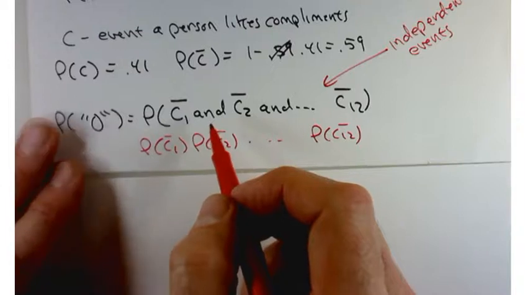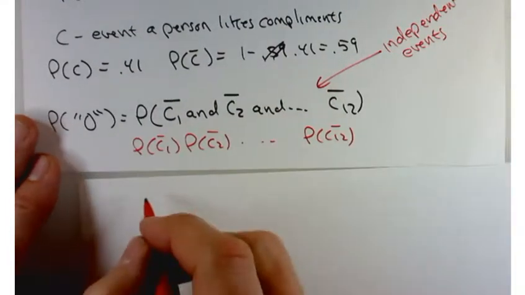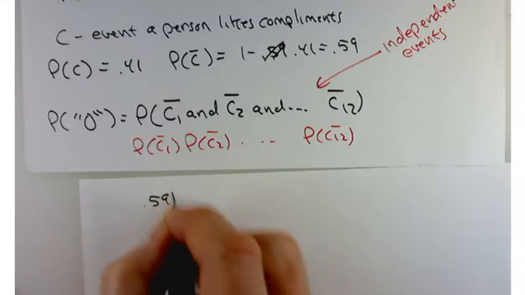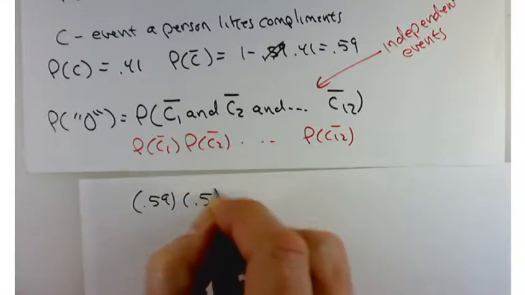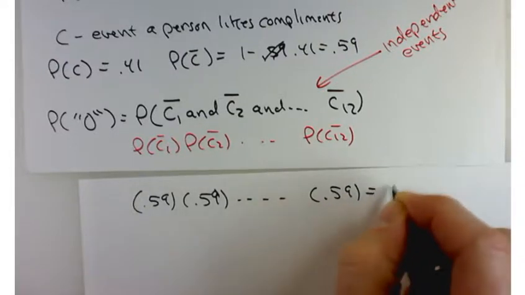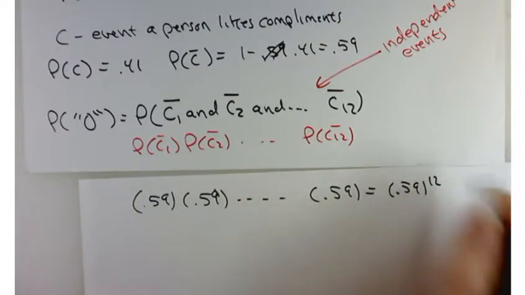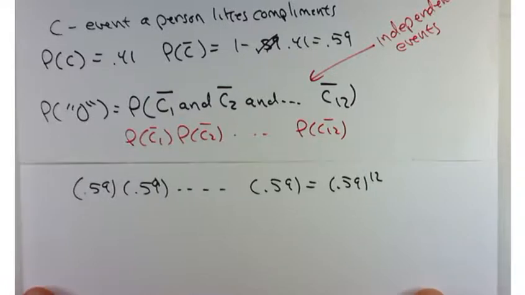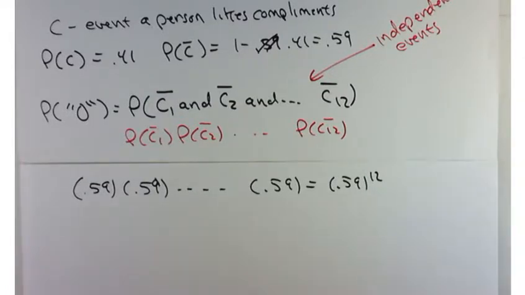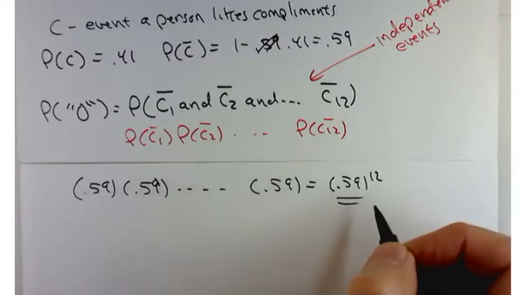Now we know one of these probabilities, each one of them is 0.59. So 0.59 times 0.59, 12 times, is 0.59 to the 12th power. So that's the probability of getting nobody who likes compliments from their workers. So it's going to be a pretty small number.